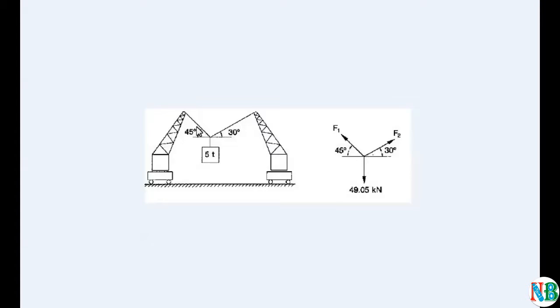Here the force F1 is the tension of the string of crane C1, and force F2 is the tension of the crane C2. Here the angle is 30 degrees for crane 2, which is inclined from the horizontal plane, and angle 45 degrees for crane 1, which is inclined from the horizontal plane. With reference to the horizontal plane, the angle is made. The 5 ton is the weight of the block, which is given in the diagram.